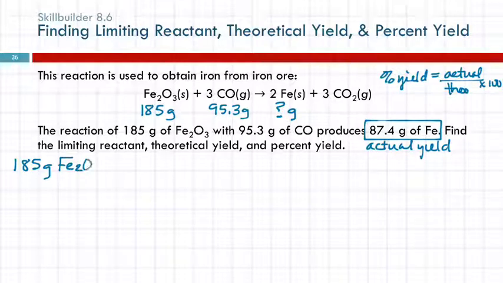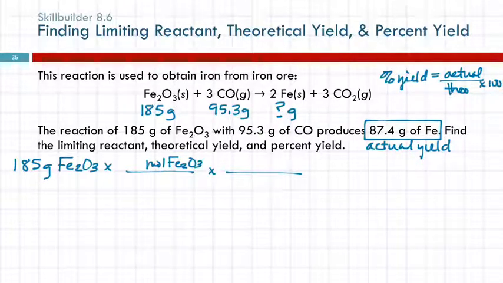This is Fe2O3. 2 moles of Fe2O3, 2 moles of what I'm trying to find. Moles of iron. And then grams of iron. So it's moles of this, grams of this to moles of this, to moles of that to grams of that.